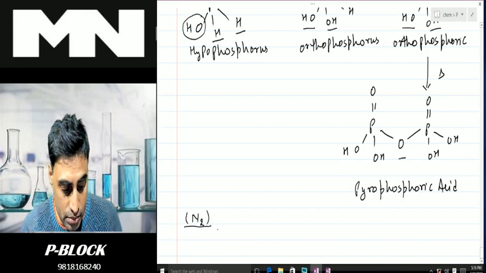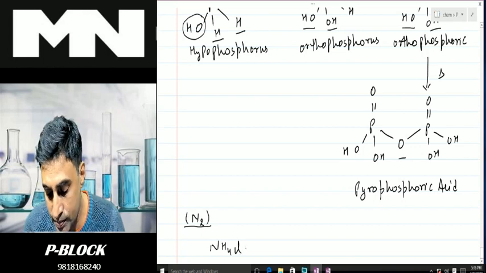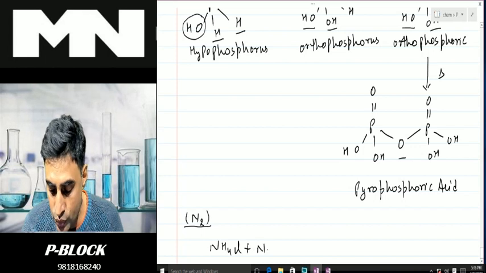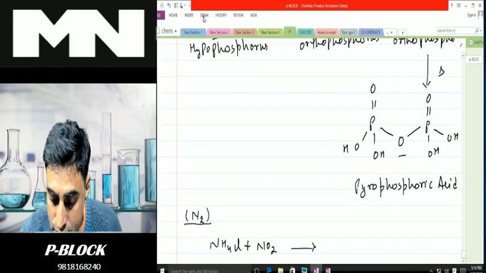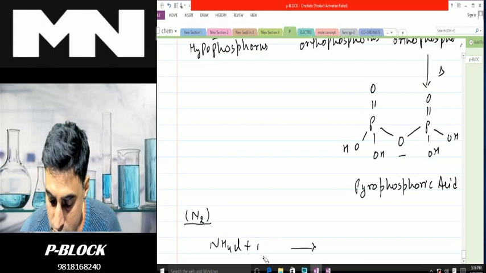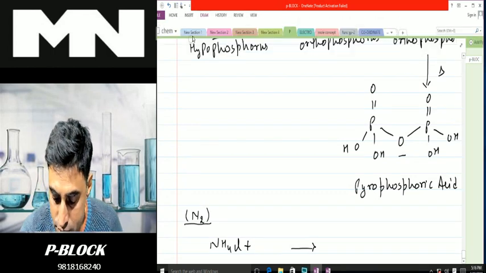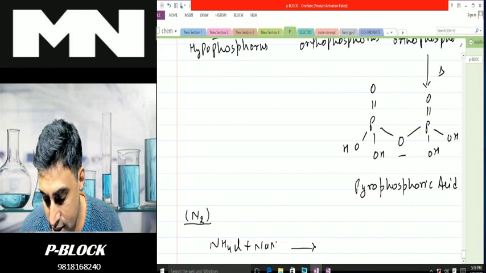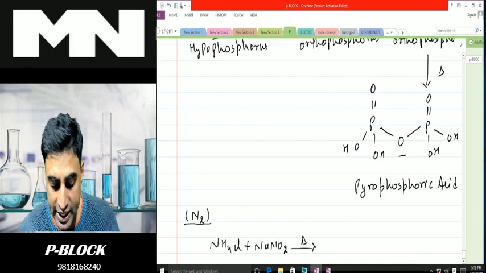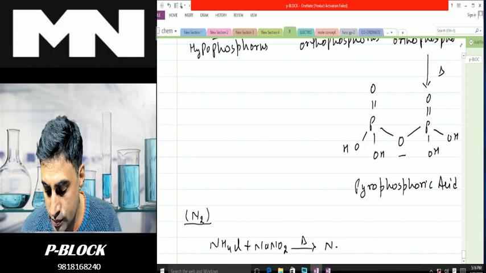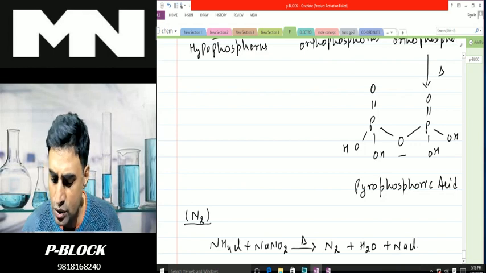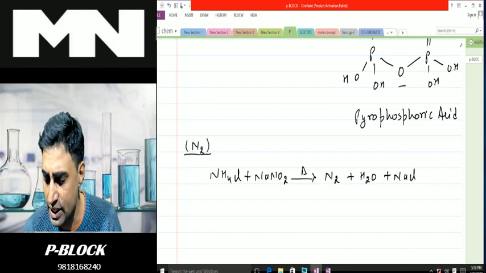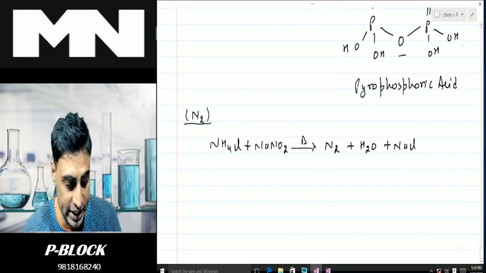Well, nitrogen can be prepared by heating ammonium chloride with sodium nitrite, that is NH4Cl plus NaNO2, sodium nitrite. If I heat it, I will get nitrogen along with H2O and NaCl. So one very common method: you heat ammonium chloride with sodium nitrite, and you will get nitrogen gas along with water and NaCl.